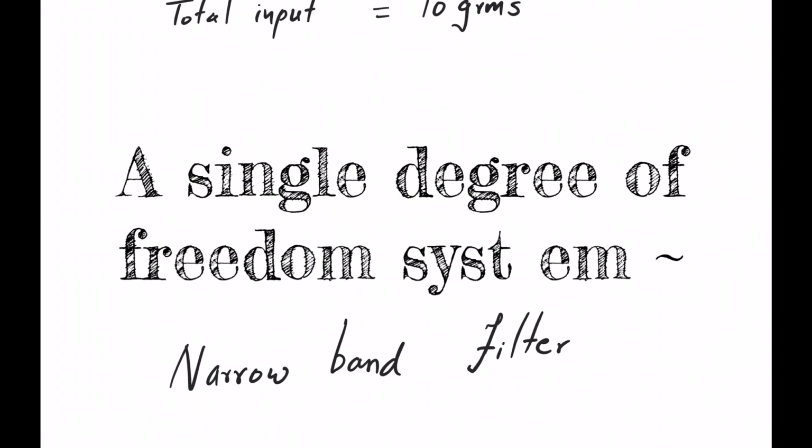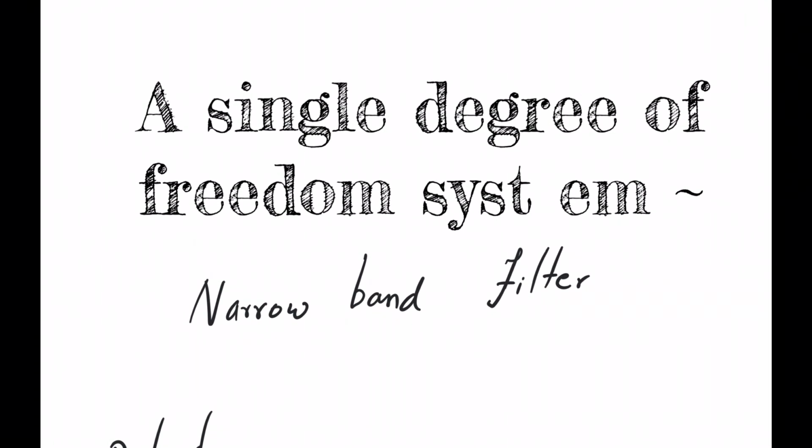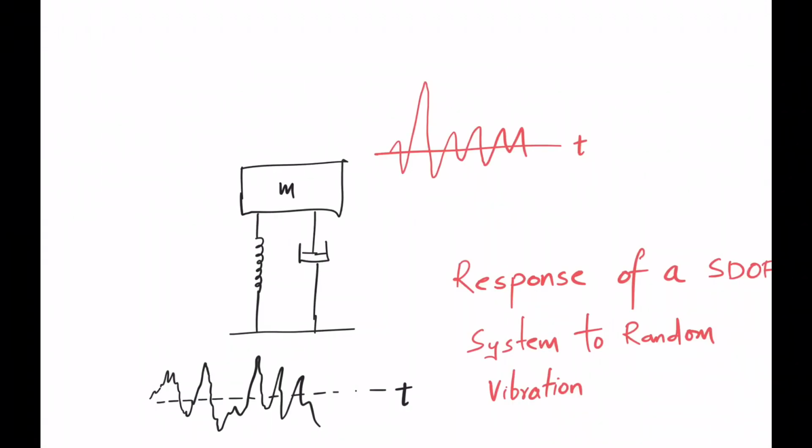Now let us see what a single degree of freedom system is. A single degree of freedom system can be thought of as a narrow band filter. Why is it called a narrow band filter? Because even though the input signal has a lot of frequencies, the output will have only a very small bandwidth of frequencies, which is centered about the first natural frequency of the system. A single degree of freedom system has one natural frequency. So I hope now it is clear why a single degree of freedom system can always be thought of as a narrow band pass filter.